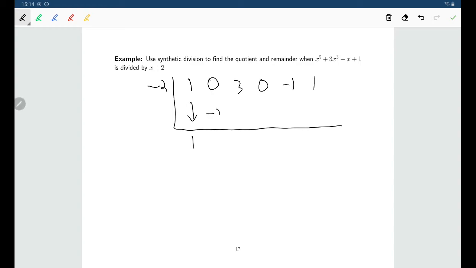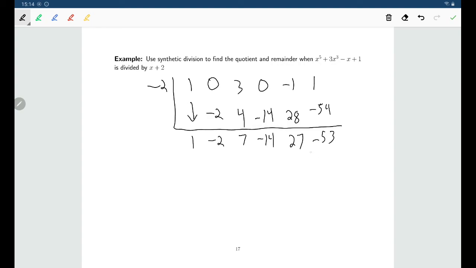Negative 2 times 1. 0 and negative 2 add up to negative 2. Negative 2 times negative 2 is 4. 3 plus 4 is 7. Negative 2 times 7, that's negative 14. 0 plus negative 14 is negative 14. Negative 2 times negative 14 is positive 28. Negative 1 plus 28, that is 27. Negative 2 times 27, that is negative 54. 1 plus negative 54, that is negative 53.